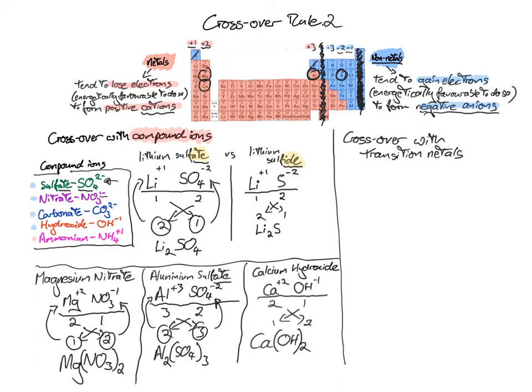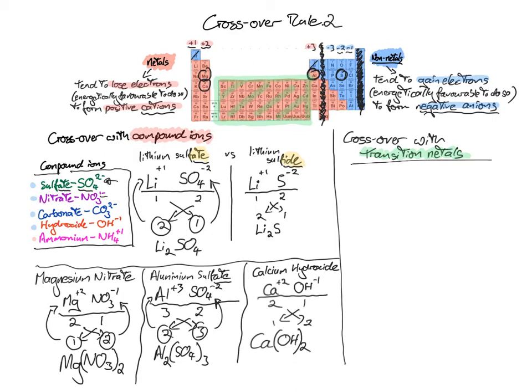So, one last thing we said we're going to do in this video: the crossover rule with transition metals. So let's just have a quick remember here. What are transition metals? Well, they are these in this block in the middle. Now the trouble with doing transition metals is they're not in a group, so they don't have an obvious charge. Well, actually, that makes life easier because they have to tell you what the charge is.